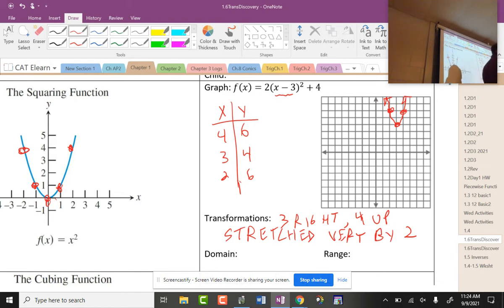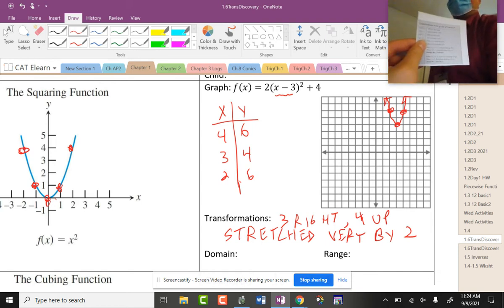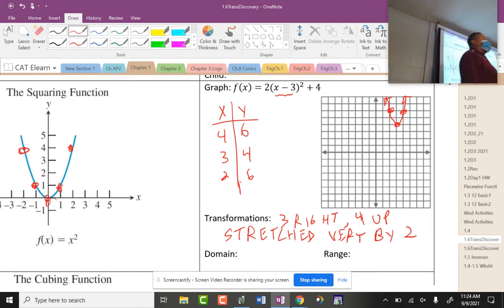That's why I like this. I actually stole this off the internet. And then look at this one. This says x minus 3 on the inside of the parentheses. So that is the 4th one on your sheet. X minus c on the inside. That's c to the right.